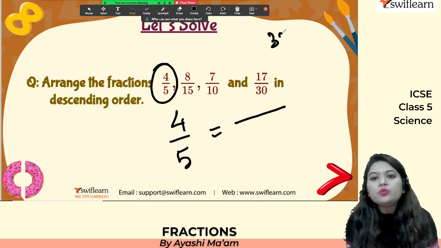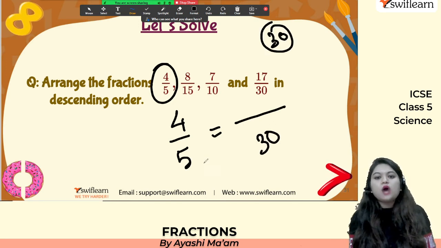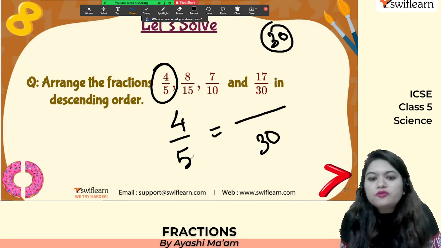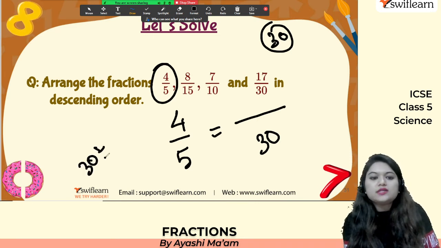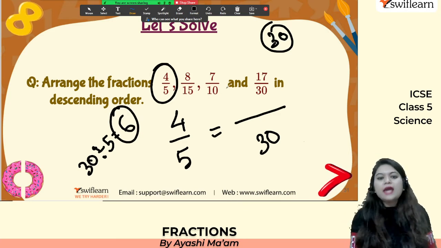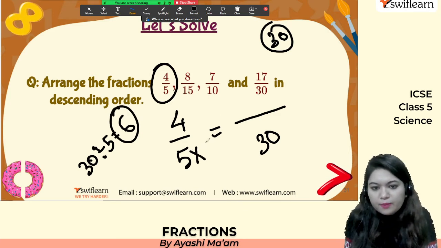Alright, so our aim is to make this denominator same. That means we want to make the denominator as 30. So how can we get from 5, how can we make it 30? So 30 divided by 5. What is 30 divided by 5? 30 divided by 5 is 6, right? That means you can simply multiply it with 6 on both the parts.